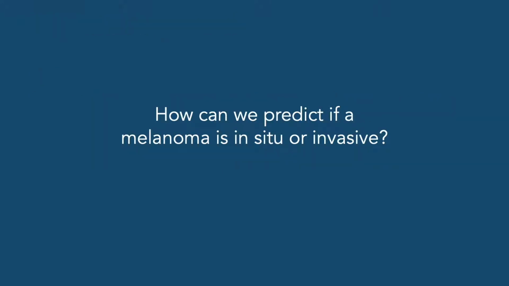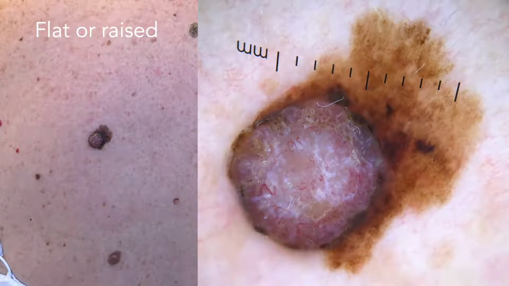So how can we predict if a melanoma is in situ or invasive? Well, we can, of course, approach it in a clinical manner. If it's a flat lesion, then it's most likely going to be in situ or very thin. If it's a raised lesion, like this one, then it's probably going to be an invasive melanoma. And of course, the more raised, the thicker the melanoma is probably going to be. So this is a very simple reasoning, of course.